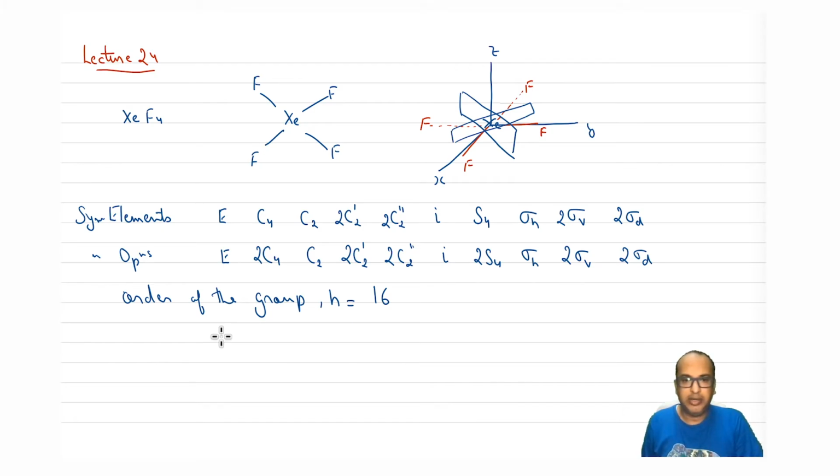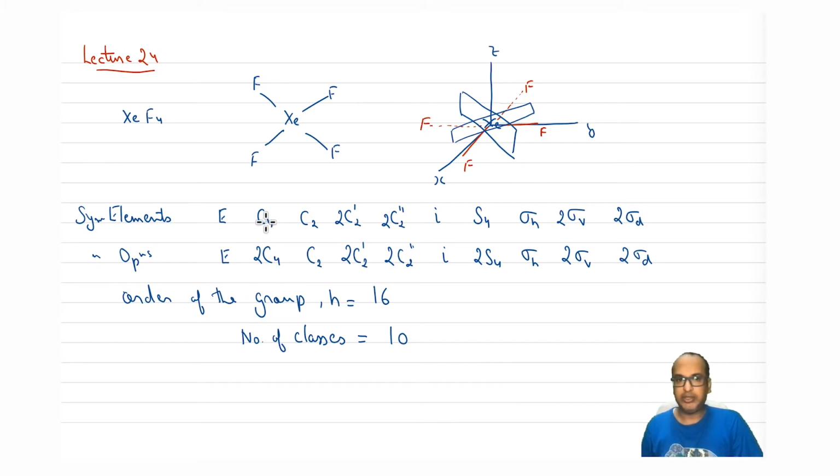And I'm not going to do all the class calculations, but we will just see the number of classes. So we have 1, 2, 3, 4, 5, 6, 7, 8, 9, 10 classes. So we have the order of the group, we have the number of classes. Now let us also see what will be the point group here.